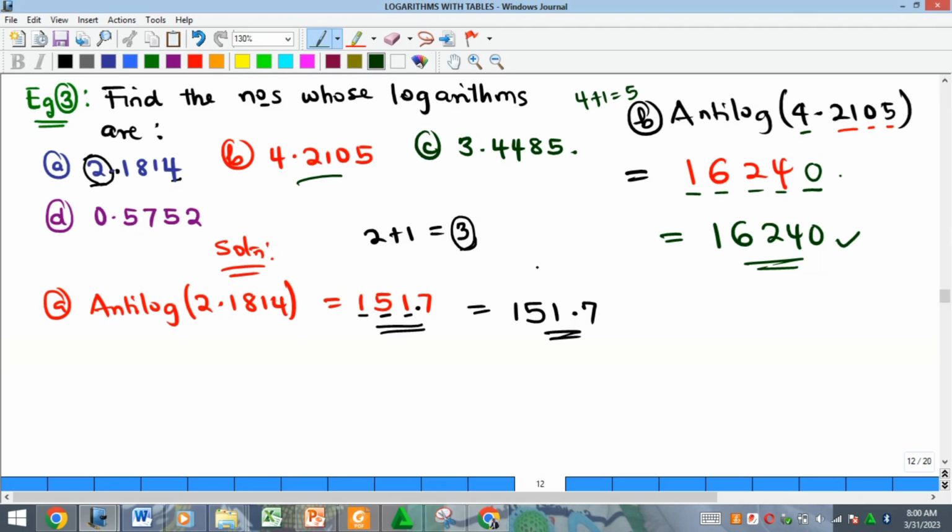All right, so at this point, I will allow you to take example C and example D and drop your solution as a comment in the comment section. All right, so that's how to look for the logarithms and the anti-log of numbers. And this is all I have for you for this video.